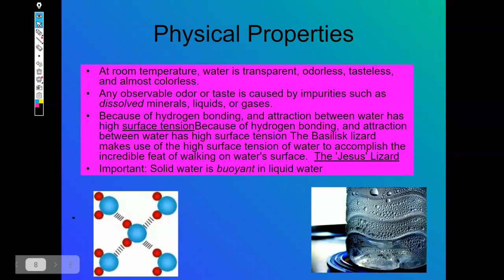Physical properties of water. We know that at room temperature, water is transparent, it's odorless, it's tasteless, it has no observable odor, and you know not to drink it if it does have an odor, because something is wrong with that. We also have water having hydrogen bonding, which causes it to act interestingly like having surface tension, and being able to have things actually float on top of water, if not because they are less dense, but because they can take advantage of the surface tension.